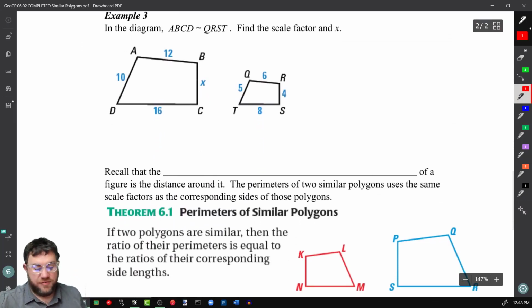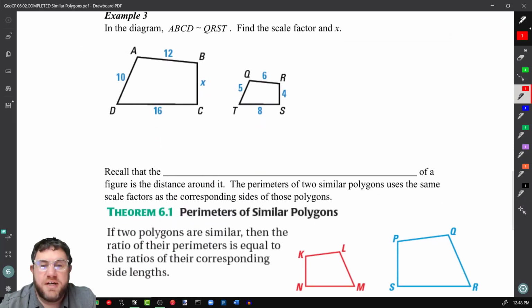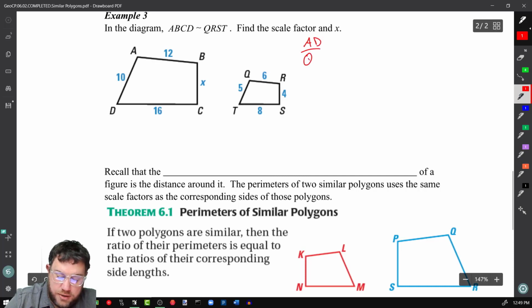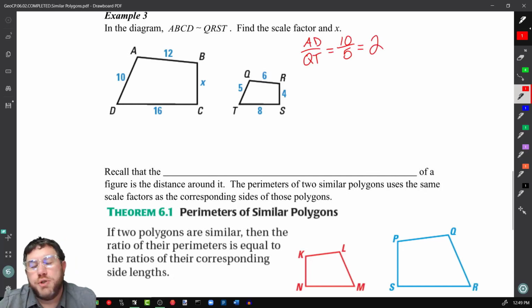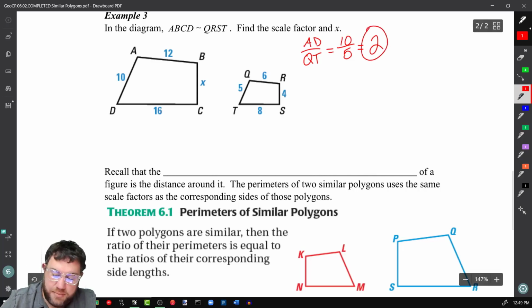Now for example 3, we're given our similarity statement. We know that ABCD is similar to QRST. And we want to find our scale factor and we want to find x. So again, to find our scale factor, let's just go ahead and pick any two sides. I'm going to use AD and QT. AD is 10, QT is 5. 10 over 5 reduces to 2. Don't write 2 over 1. If it's over 1, then it's a whole number, so we don't put the 1 on the bottom. We just write 2. So that would be our scale factor.